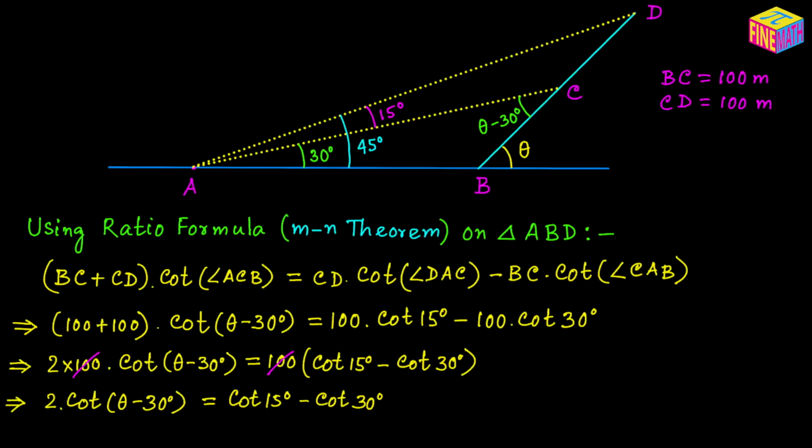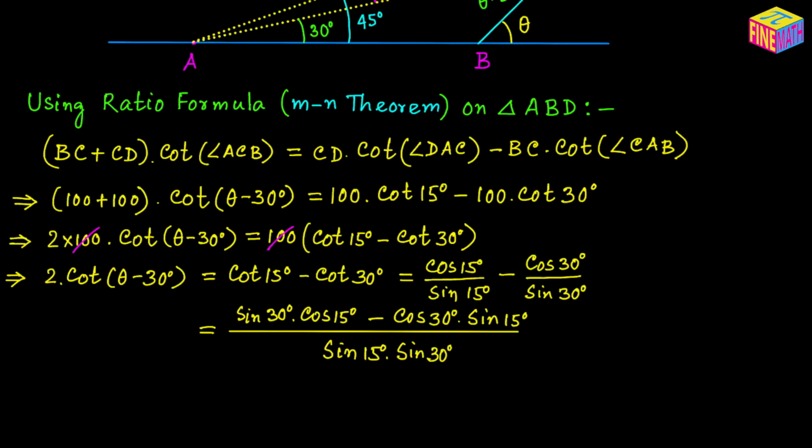Now we are going to write the cotangent of 15 degree and cotangent of 30 degree as the ratio of cosine over sine. So it's going to look like this. It's just the right hand side. I am manipulating the right hand side now, and then I am going to take the LCM of sine of 15 degree and sine of 30 degree and then combine the two fractions together. So in the denominator we will have the LCM, which is sine of 15 degree times sine of 30 degree, and then in the numerator we are going to get sine of 30 degree times cosine of 15 degree minus cosine of 30 degree times sine of 15 degree.